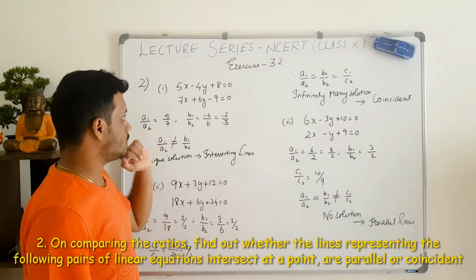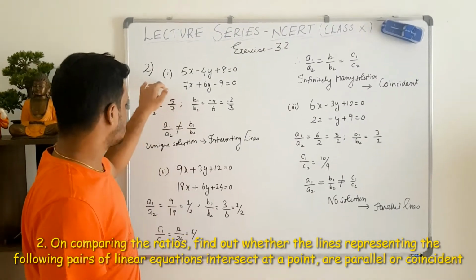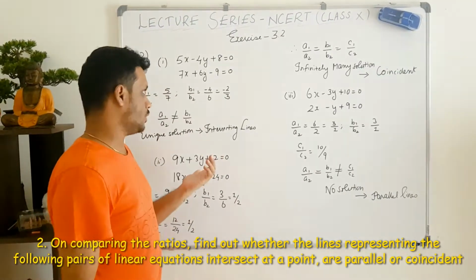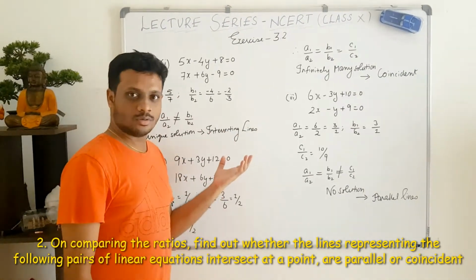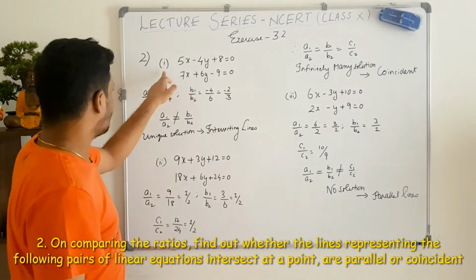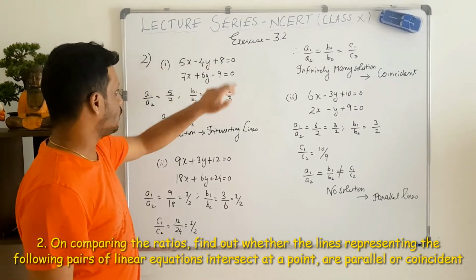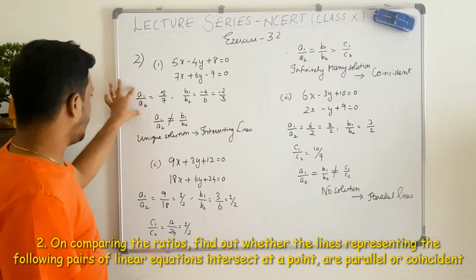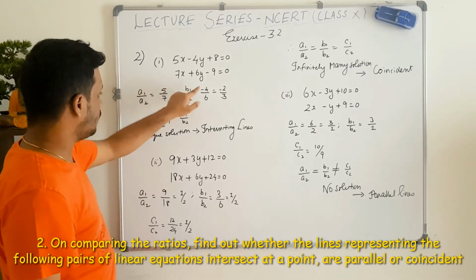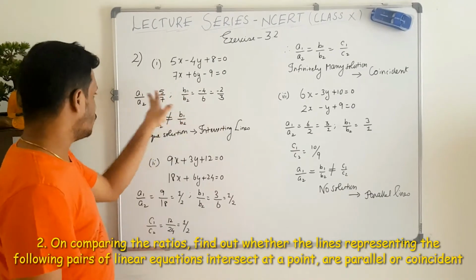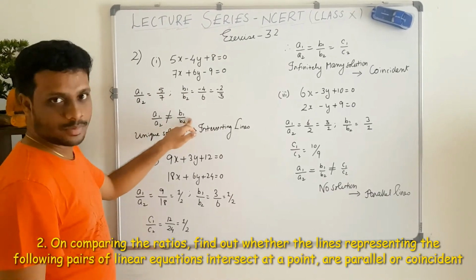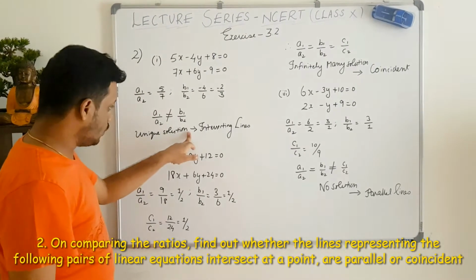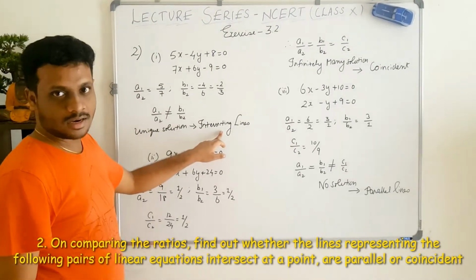So that is how we get the solution for this problem. This is the second question, and in this question they have asked us to identify the type of graph that we will get for the given equations, so that we can directly obtain it using the consistency condition. The first one is 5x - 4y + 8 = 0, 7x + 6y - 9 = 0. When I find a1 by a2, it's 5 by 7, b1 by b2 is -2 by 3. So it's clear that a1 by a2 is not equal to b1 by b2. For this condition, it means a unique solution. So for a unique solution, the graph would be intersecting lines.